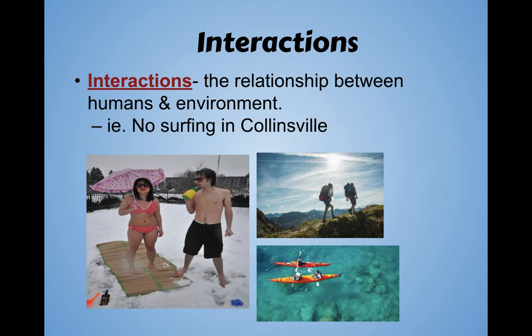Interactions, the next theme. Interactions is the relationship between humans and their environment. For example, there are certain things that we can do and certain things we can't do in different places. We can't really surf in Collinsville. You could go to California and surf if you want to. But how do we interact with our environment? That might be playing sports, farming the land, or based on what kind of clothes we wear. There are all kinds of different ways that we adapt to the environment, and that we adapt the environment to us.